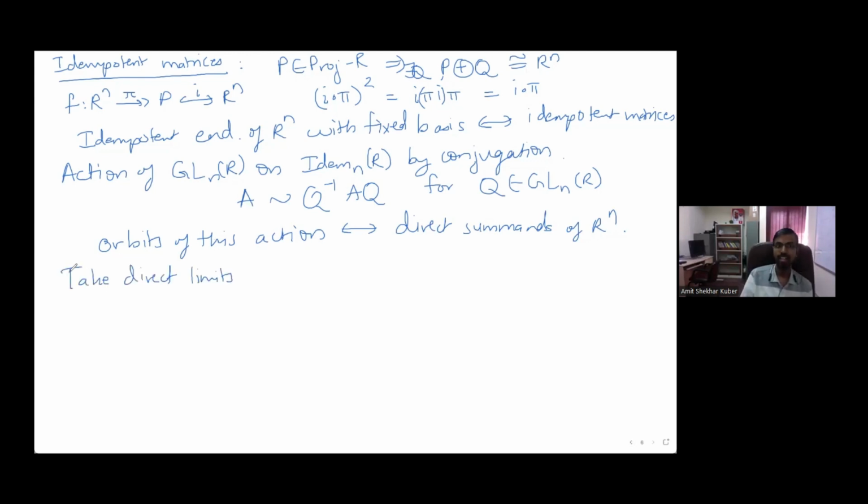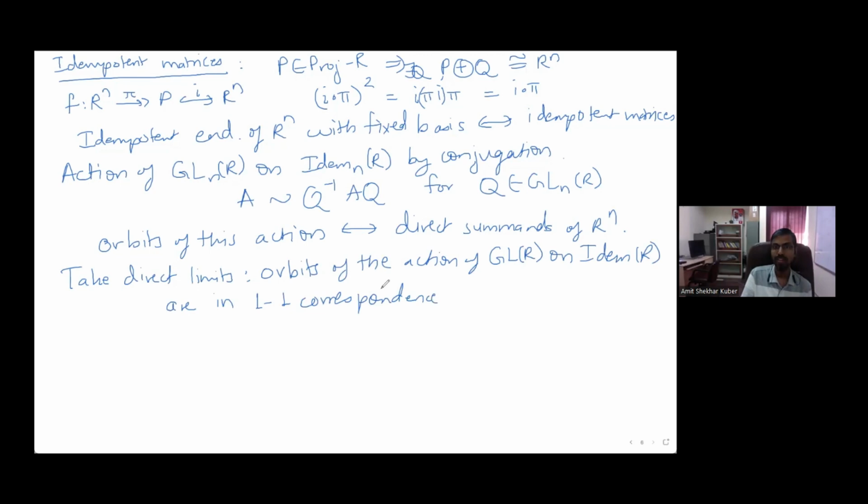So what do we get? We'll get orbits of the action on Idem R. Now here I'm not specifying anything, which means it's the infinitary matrices, in one-to-one correspondence. Of course, when we are talking about two different sizes, n and m, you still have to make sure this all makes sense. I'm just giving you a sketch of this. They are in one-to-one correspondence with Proj R up to isomorphism.